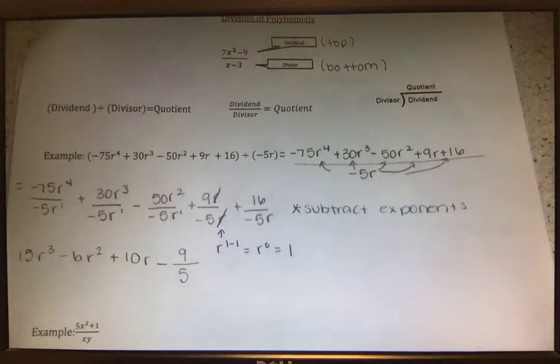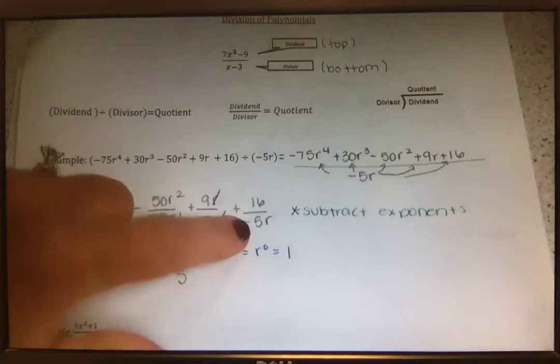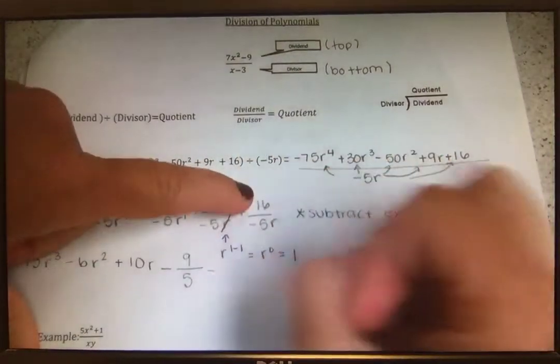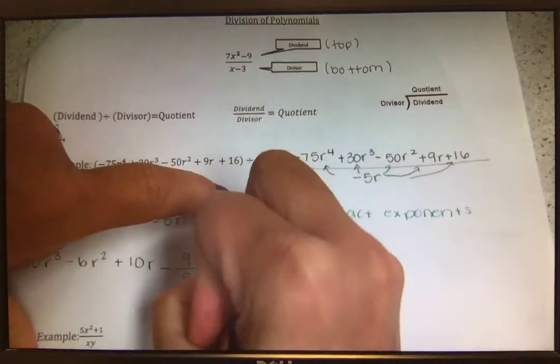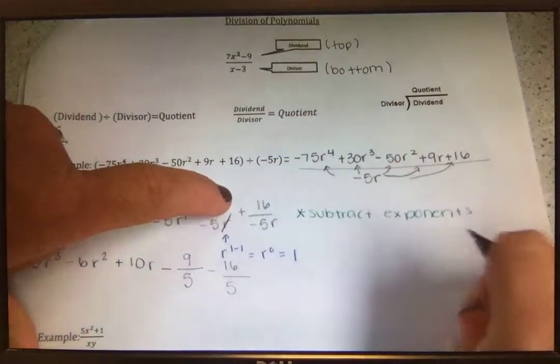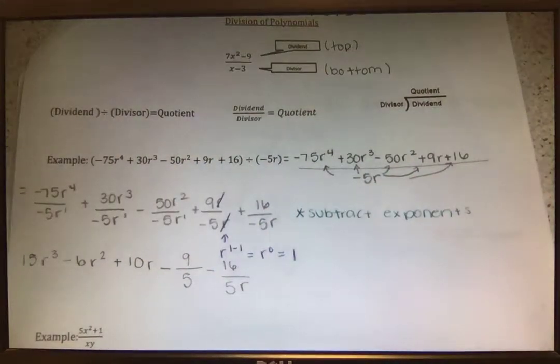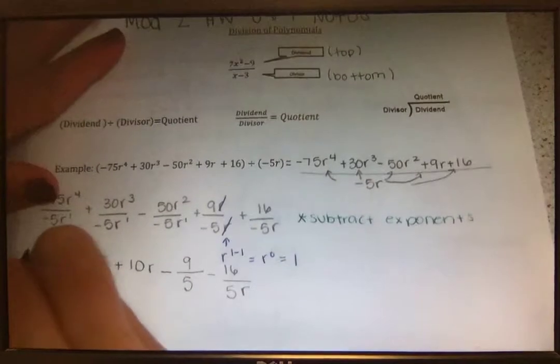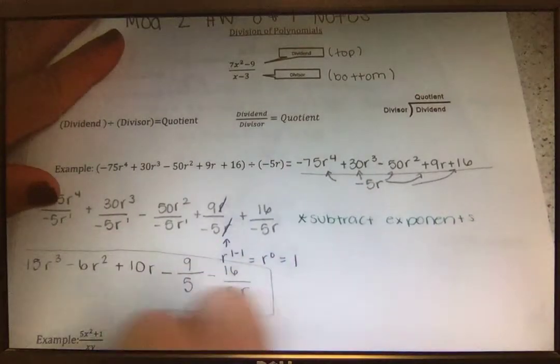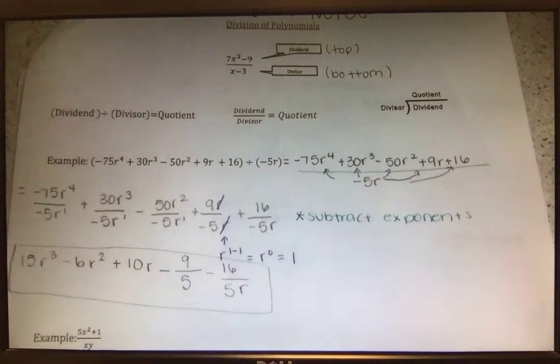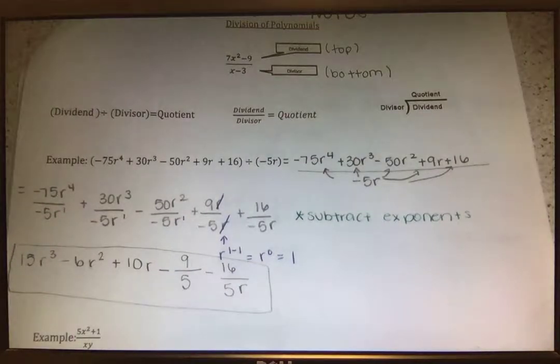And last but not least, plus 16 divided by negative 5r. Again, a positive divided by a negative will give us a negative. There's nothing that 16 and 5 have in common, so we're going to leave it as 16 and 5. There's only 1r on the bottom. There's nothing to simplify with that, so it's going to stay 1r on the bottom. So there's no like term, so our final answer will be 15r cubed minus 6r squared plus 10r minus 9 over 5 minus 16 divided by 5r.